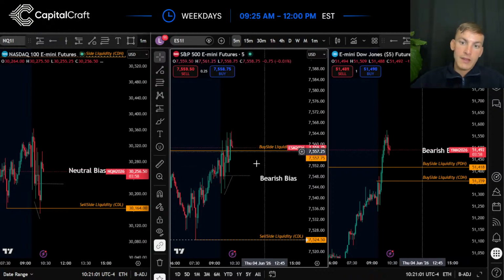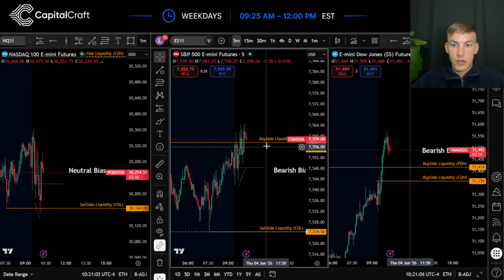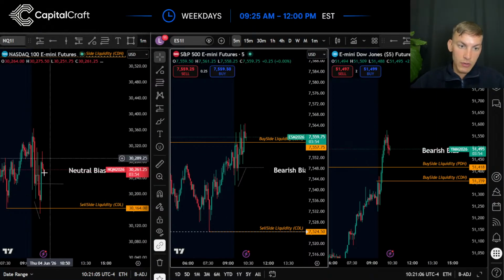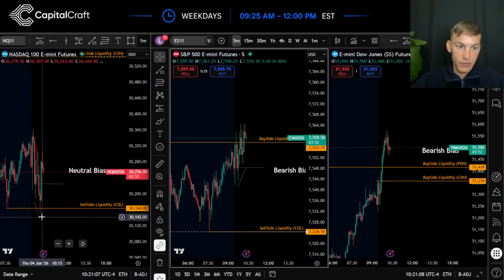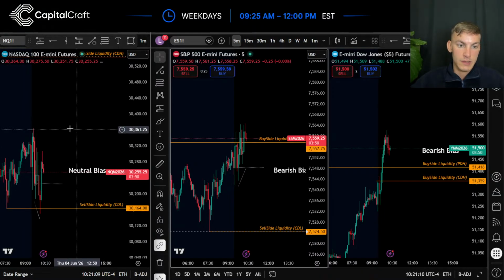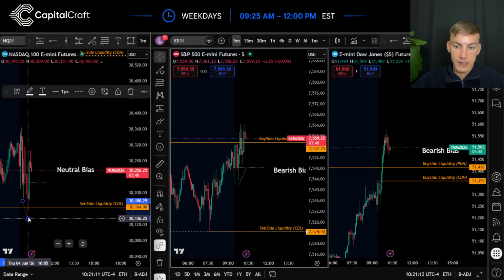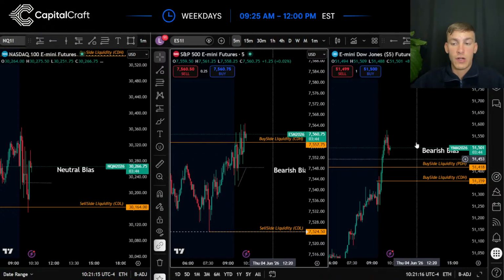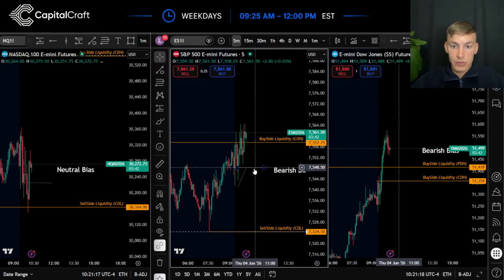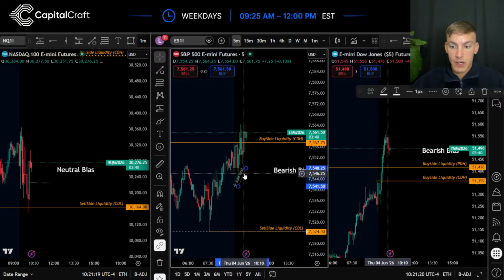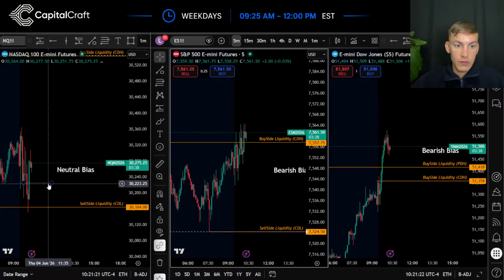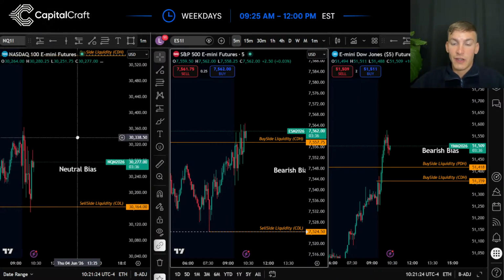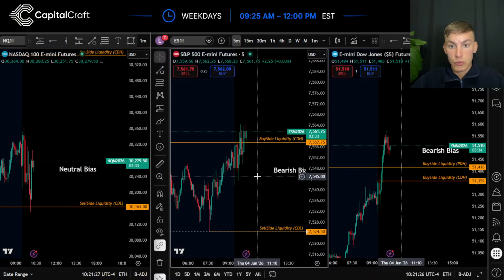So had any of our other two indices not taken out its buy side, I would be looking to long this specific order block over here. But as stated, we have seen a random buy side on the S&P found in the middle, as well as the Dow Jones found on the right. So for that particular reason, I am not going to be looking for any specific trades. If anything, we will be looking to short the marketplace.